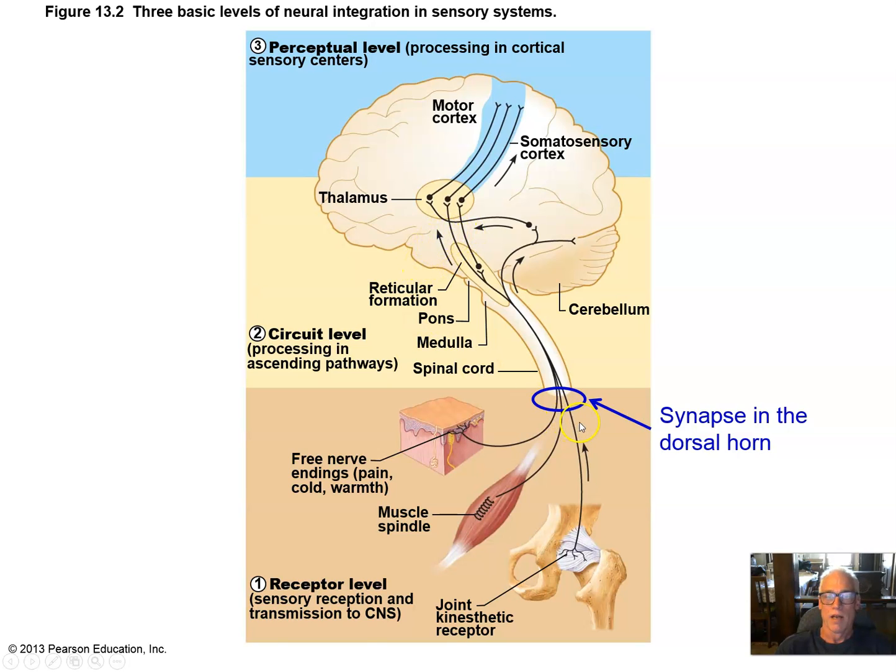So this diagram again shows us our pathway. Receptors, unipolar neurons, synapse in the spinal cord, they neglected to put those in there. Second-order sensory neurons carry impulses to the thalamus, and then third-order sensory neurons from the thalamus to the cortex.